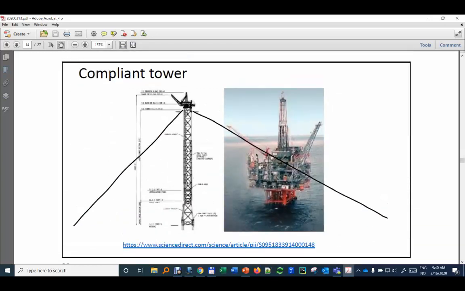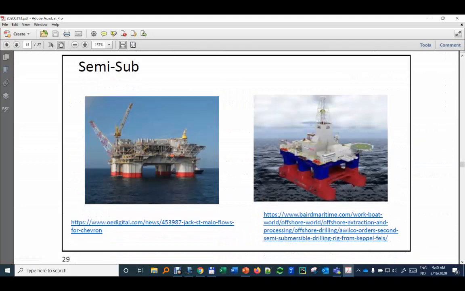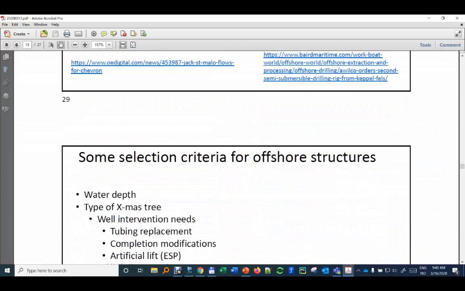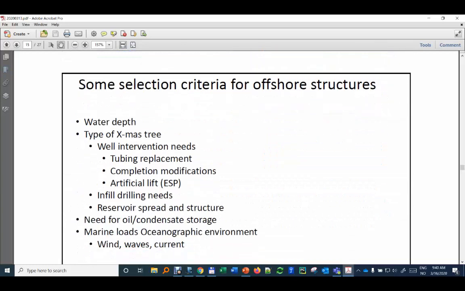Compliant tower, we mentioned it allows significant movement, but then you have this mooring, or you have these tendons that keep it in place and restrict the movement a bit. Semi-submersible, used very much for a drilling ship. Then we talk about some criteria that is used to decide which offshore structure to use.